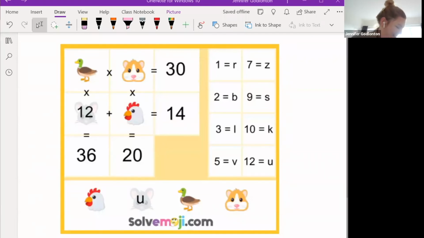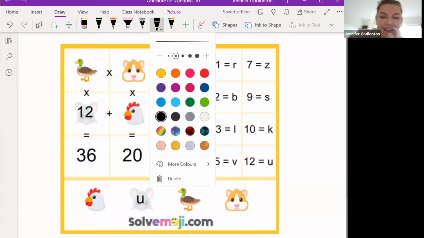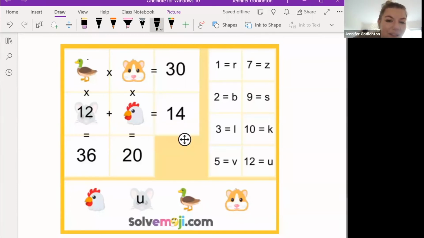For the first one, the dog and the, is it a cat or mouse? I think it's a hamster. Okay, is it K times L? Yeah, so this one's definitely going to be 3. So my duck would be 3. And so what would my hamster have to be? 10. Yeah, okay, good. Nice. You're almost there. What's my full word here?